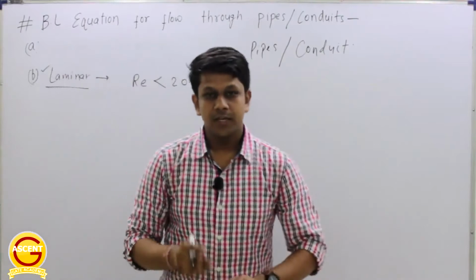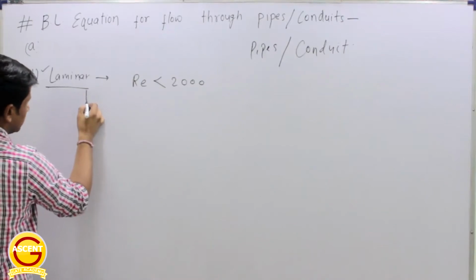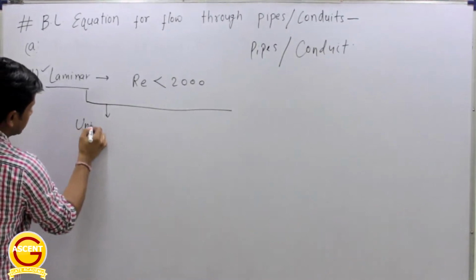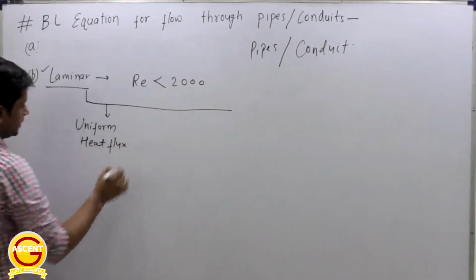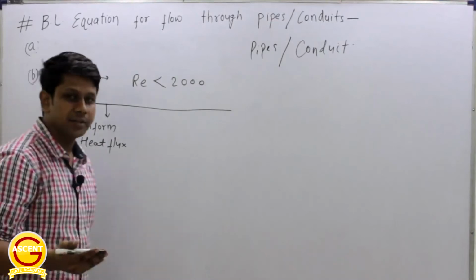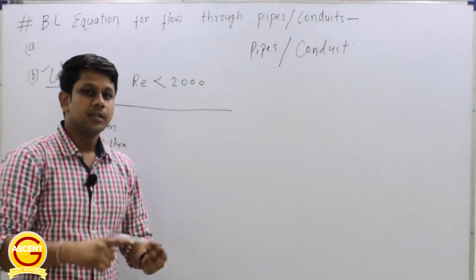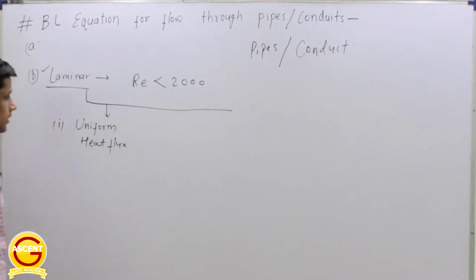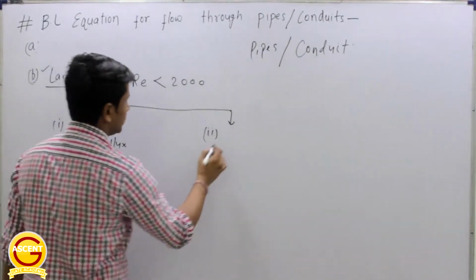So in laminar flow, there are two cases. First one can be a uniform heat flux, that we have seen how a uniform heat flux can be in the pipe. So if there is a solar radiation direct falling on the pipe, or if you are winding some wire, current carrying wire, then that can also result in uniform heat flux. So this is case 1 inside this laminar flow, and case 2 is when there is a constant wall temperature.